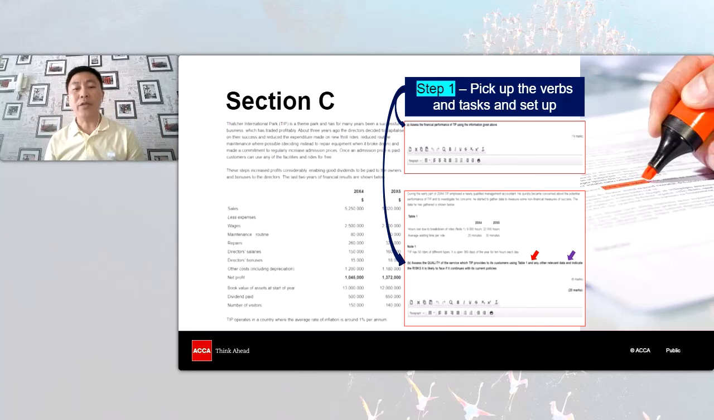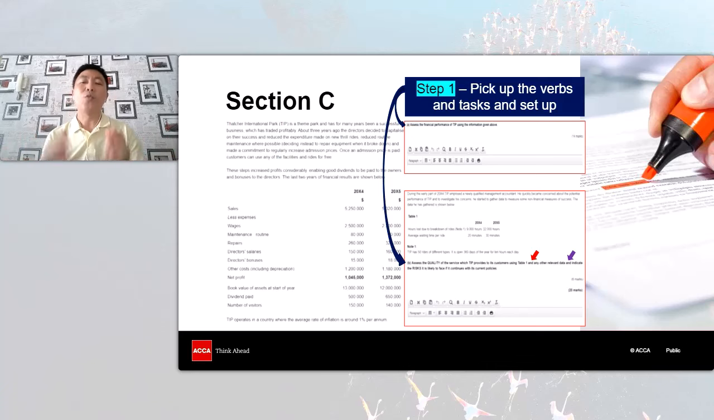If you take a look at the red arrow, it shows the first one and then "any other relevant data." Guys, do you see the words there? So you ask yourself, is there any verb there? Is there any verb like evaluate, discuss, or assess? The answer is no, there isn't any verb there.